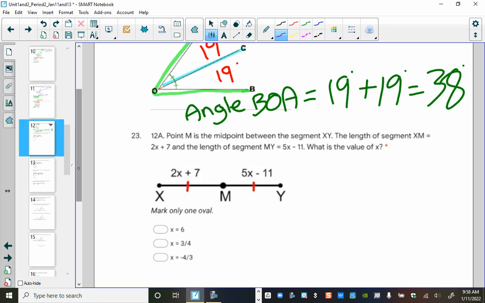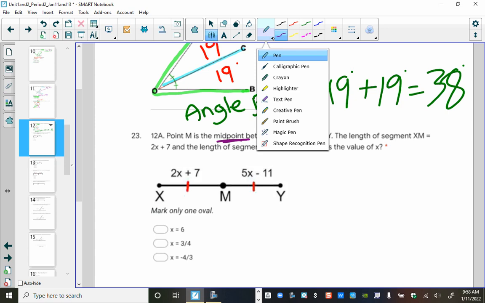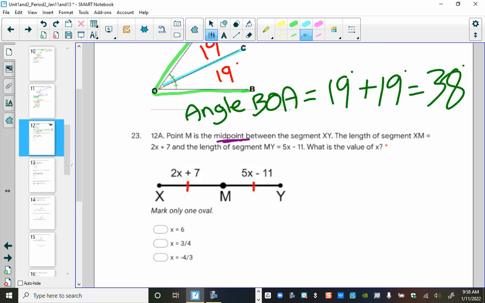Midpoint. Whenever you have a midpoint, that's a segment bisector. So again, your point can act like a mirror. Here's your mirror. So your midpoint acts like a segment bisector. It splits the big segment into two smaller equal segments.